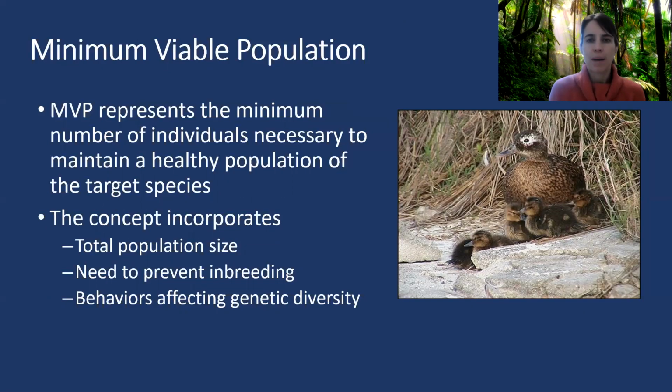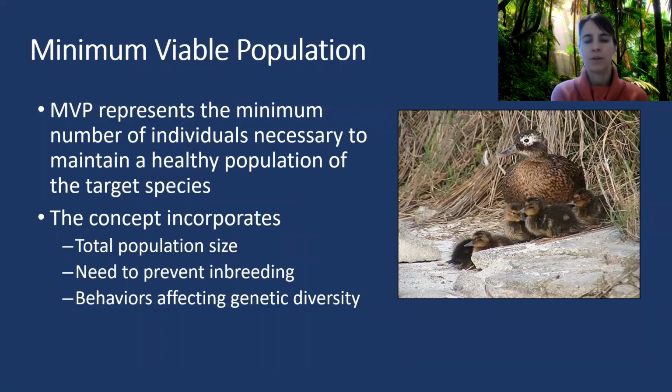So minimum viable population is a term that if you go into ecology or biology, you'll hear a lot. It's hard to estimate sometimes. It represents the minimum number of individuals necessary to maintain a healthy population of the target species. That can be really hard to estimate, right?